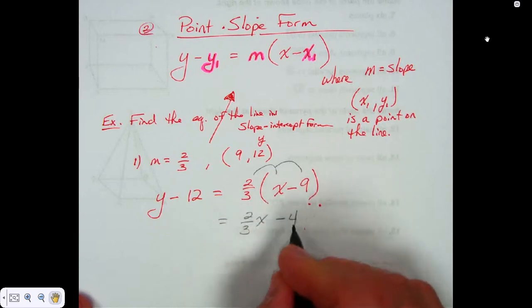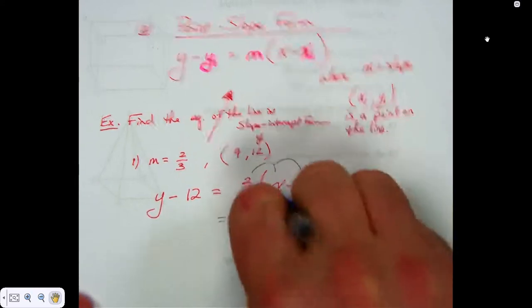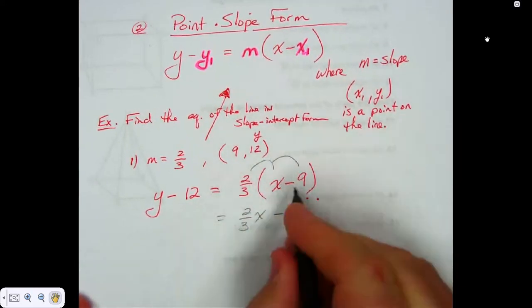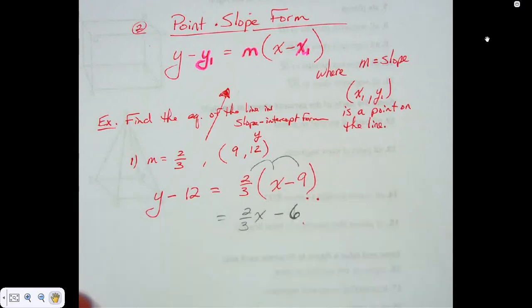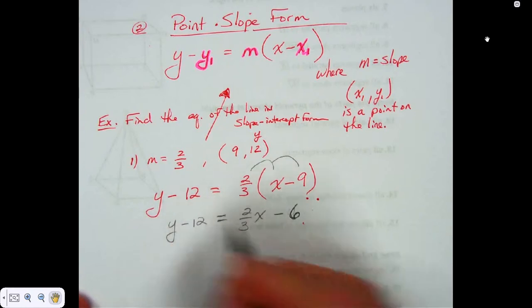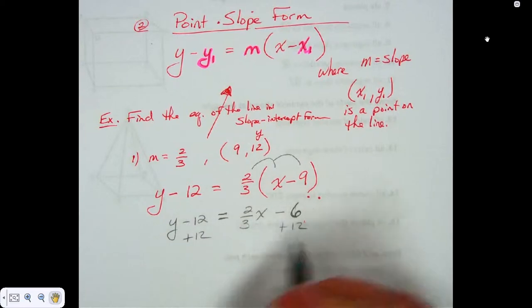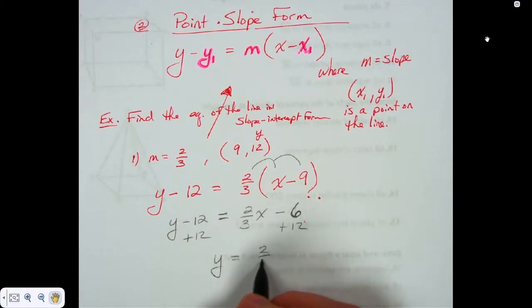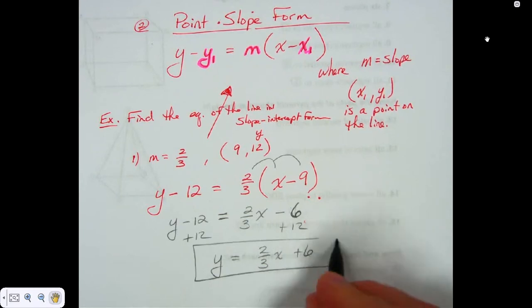3 goes into that, I'm sorry, that's wrong, isn't it? 3 goes into that what? 3 times 2 is 6. That's right. All of that is equal to y minus what? 12. What is your next step to put this in slope-intercept form? Add 12 to both sides. So y is equal to 2/3 x plus what? 6. Is that really that hard? No.